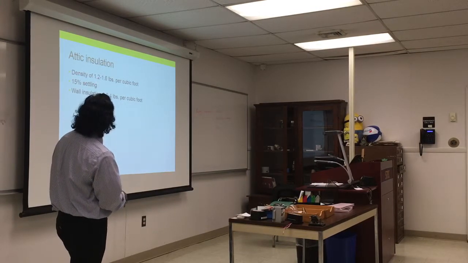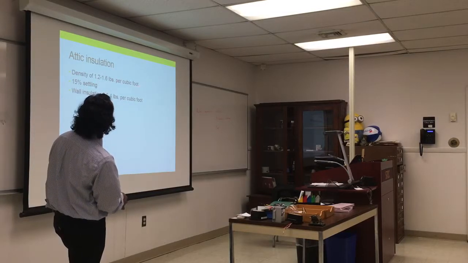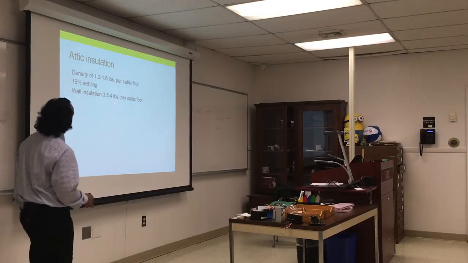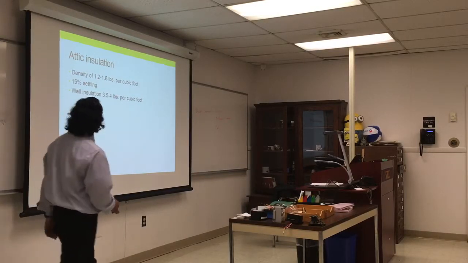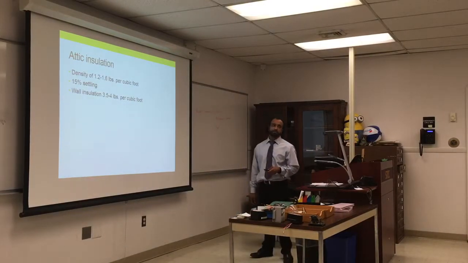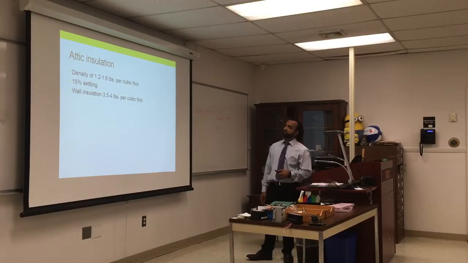Attic insulation density is from 1.2 to 1.6 pounds per cubic foot. Expect 15% settling. And wall insulation, 3.5 to 4 pounds per cubic foot using cellulose insulation. So different density for different material.